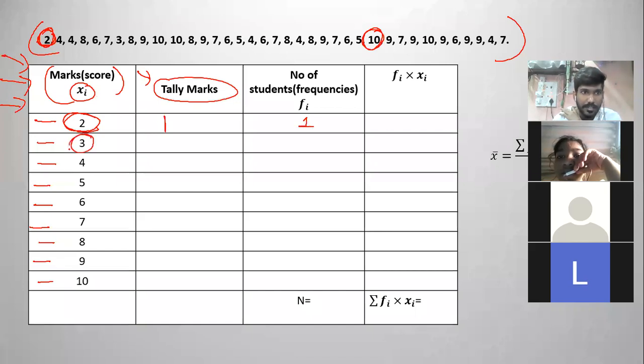Now you see the number 3 next. Search 3 in your data. How many 3s are there? So here there is one 3. So put one line here. Is there more 3? No, that's it. So 1 here.